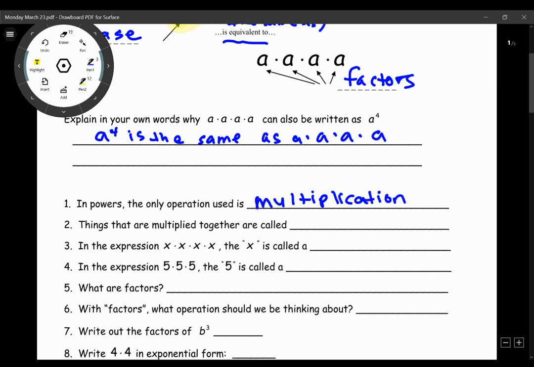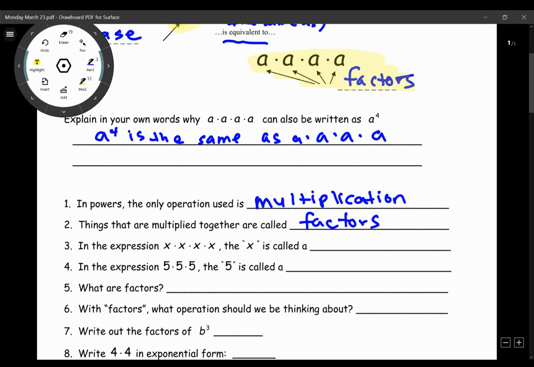Okay, so things that are multiplied together. So if we look back up here in our notes, a times a times a, these are things that are being multiplied together, and we call these factors. So our answer for this one is factors.